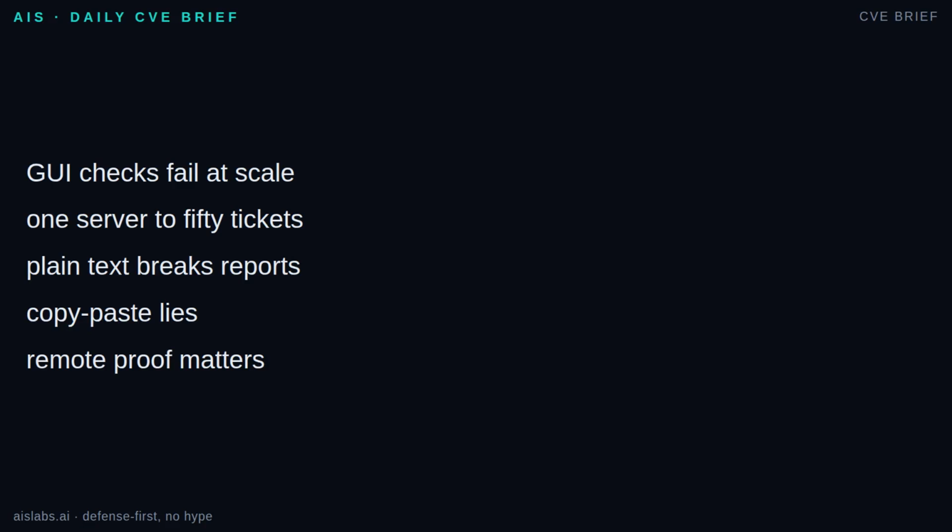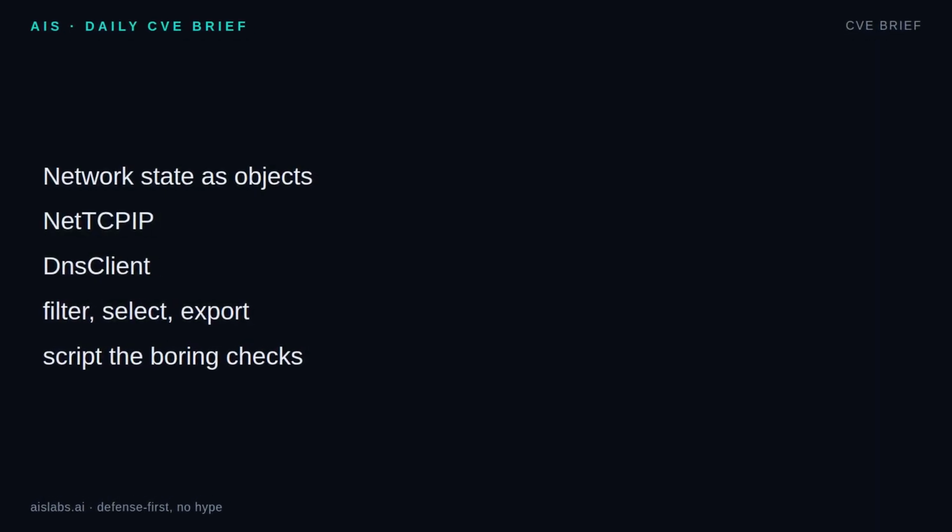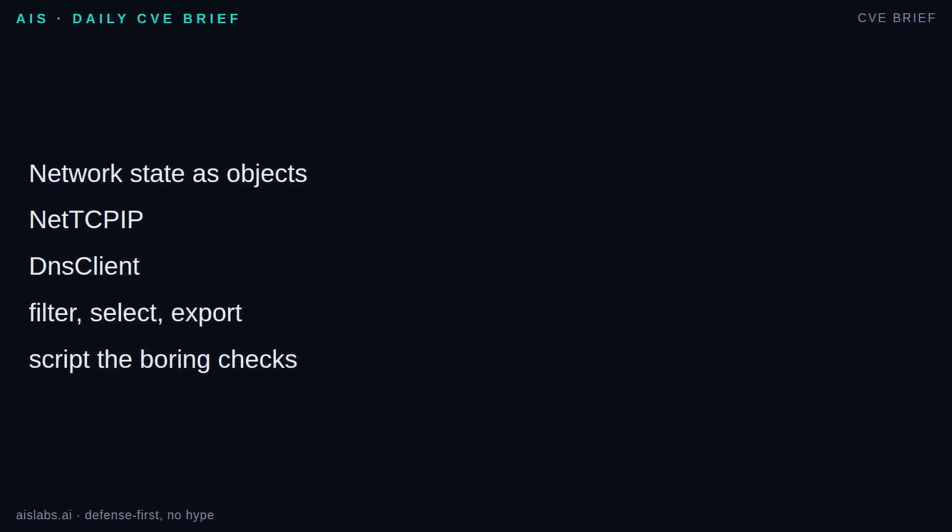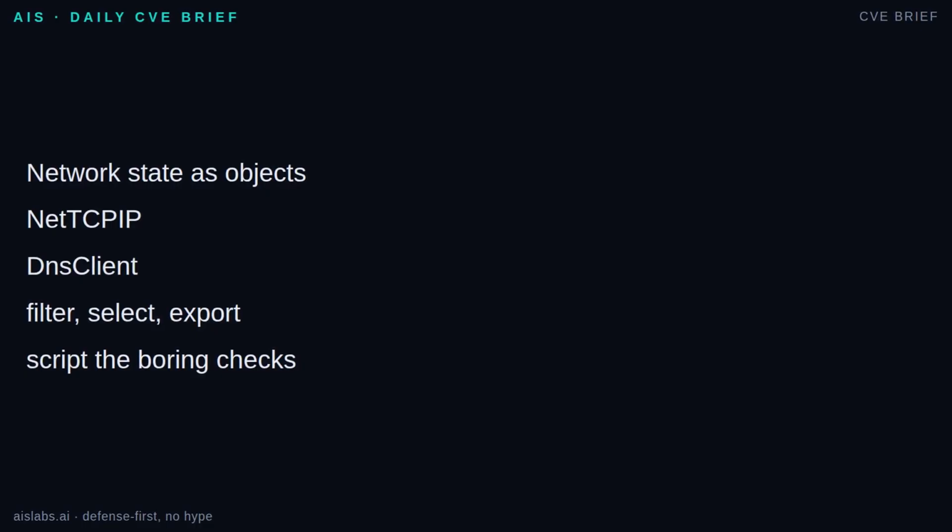You need commands that return objects, survive filtering, export cleanly, and can run the same way from your workstation against many machines. The core idea is simple. Stop treating network troubleshooting as lines of console text. On Windows, the NetTCPIP module and the DnsClient module expose the same practical information as the old tools, but as PowerShell objects. That means you can pipe to Where-Object, Select-Object, Sort-Object, Export-Csv, or feed the result into a remediation script after review.